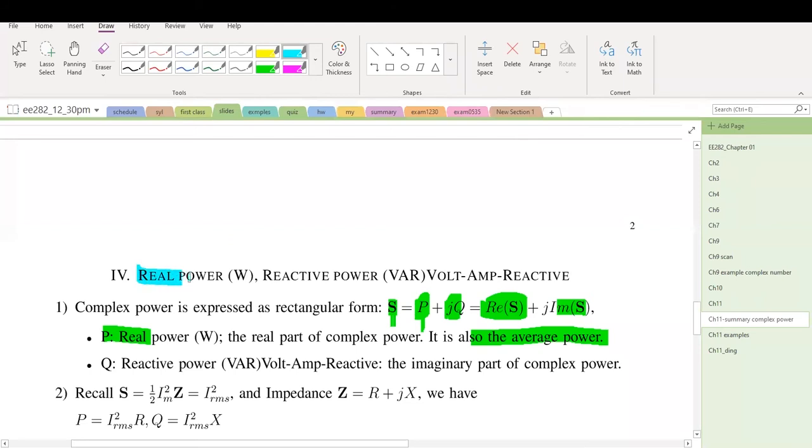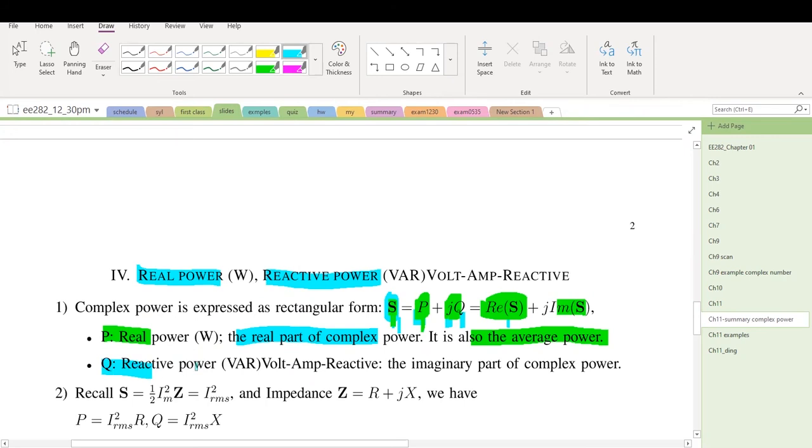Next, let's introduce the real power and reactive power. In this case, the complex power is expressed in the rectangular form. This complex power S equals P plus jQ. And P is the real power. That's also the real part of the complex power. It is also the average power. So real power, the real part of the complex power, or the average power, those are the same thing.